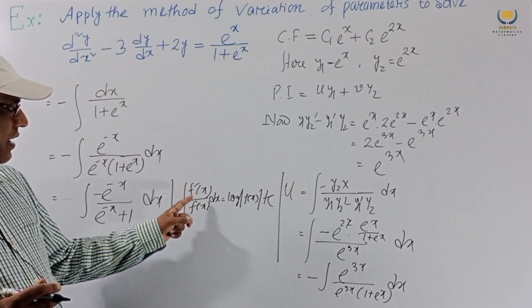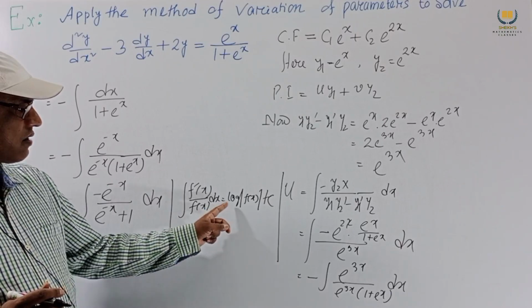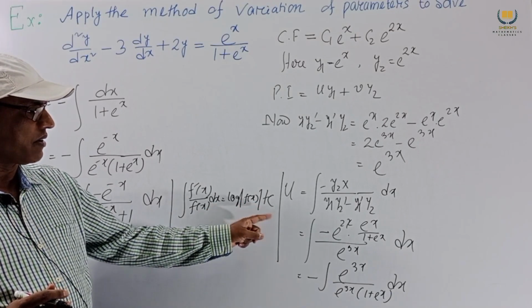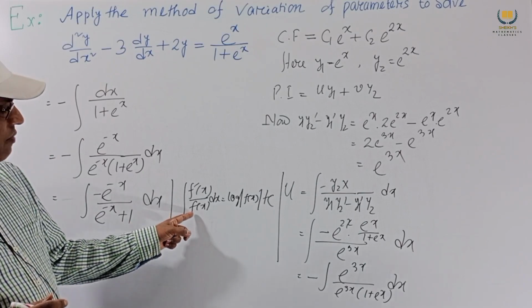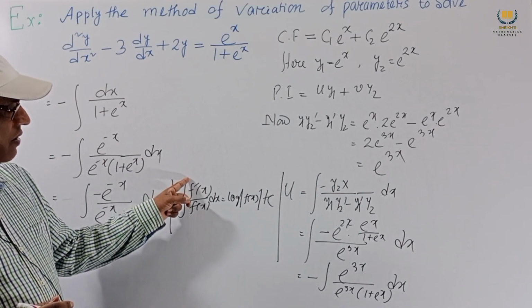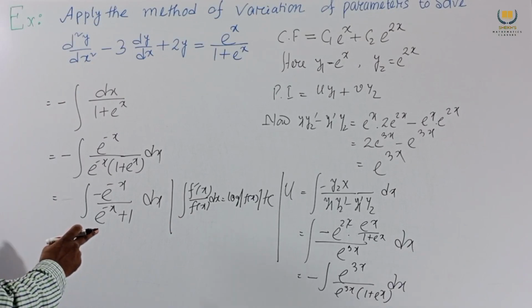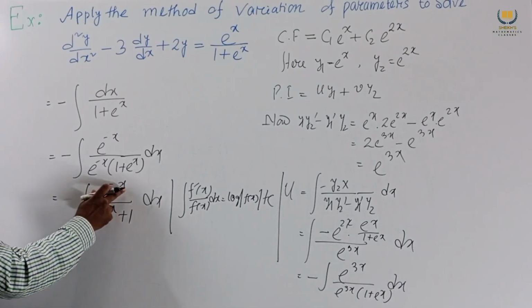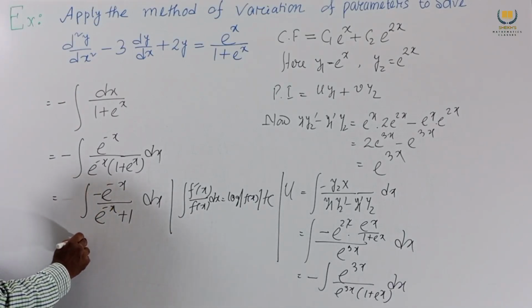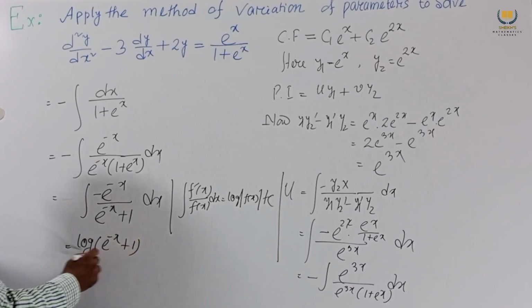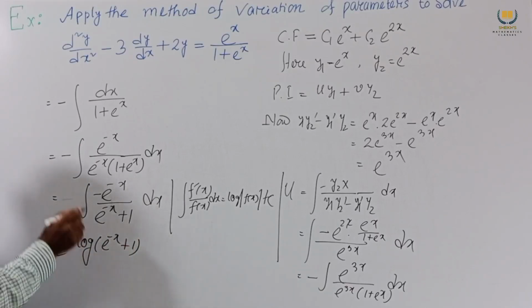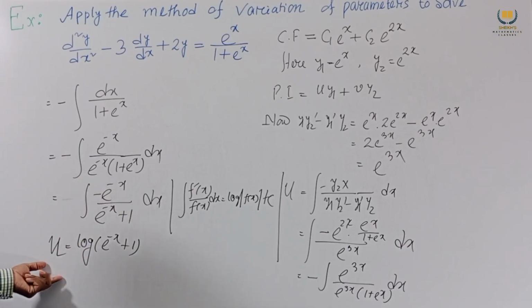The integration of f dash x by f x dx is log modulus of f x plus c. That means if the differentiation of the denominator is given in the numerator, the answer is log of the denominator, or we can add modulus also. This is our u. So, u equals log of e to the power minus x plus 1.